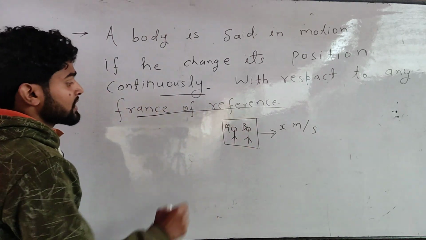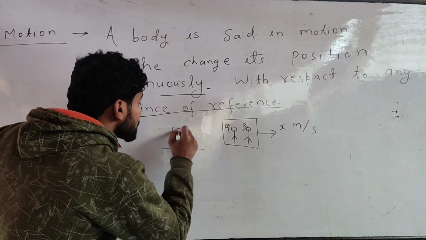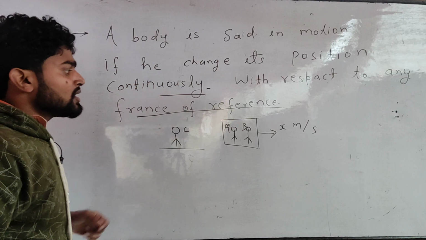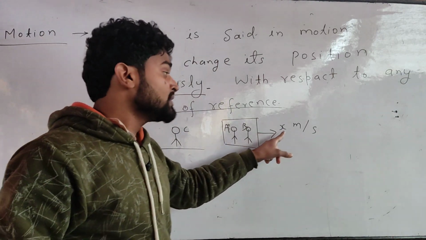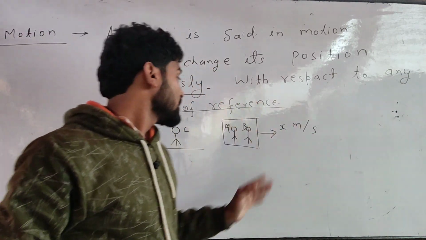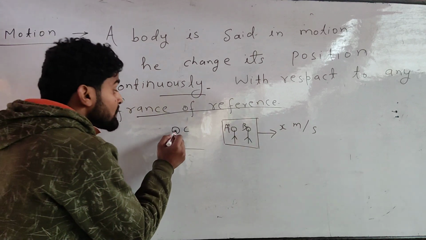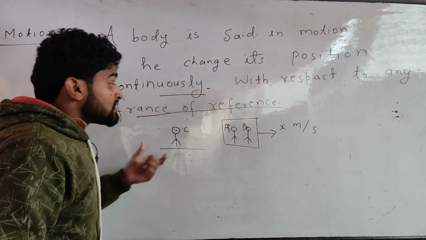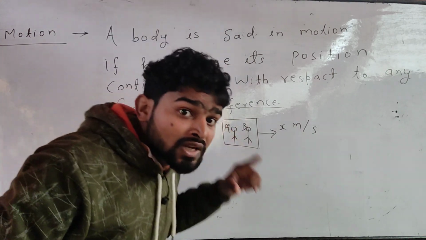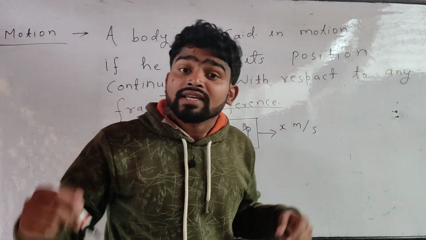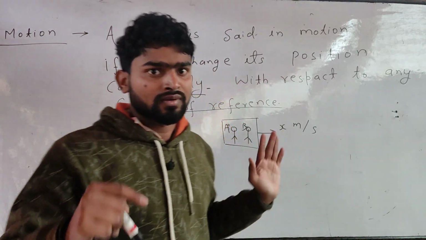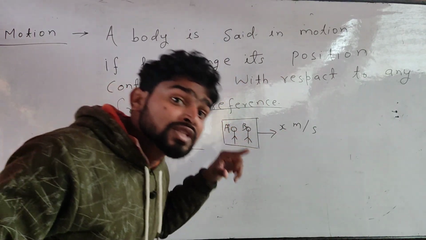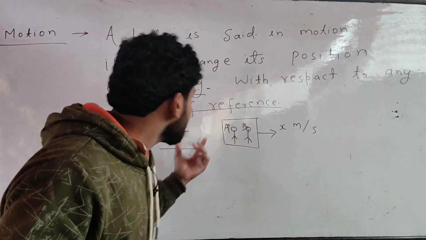are sitting in the bus, and a person is outside the bus. His name is C. When the bus is moving with speed x meter per second, C will observe A and B, and C will observe that the position of A and B is changing. It means both A and B are in motion with respect to C.